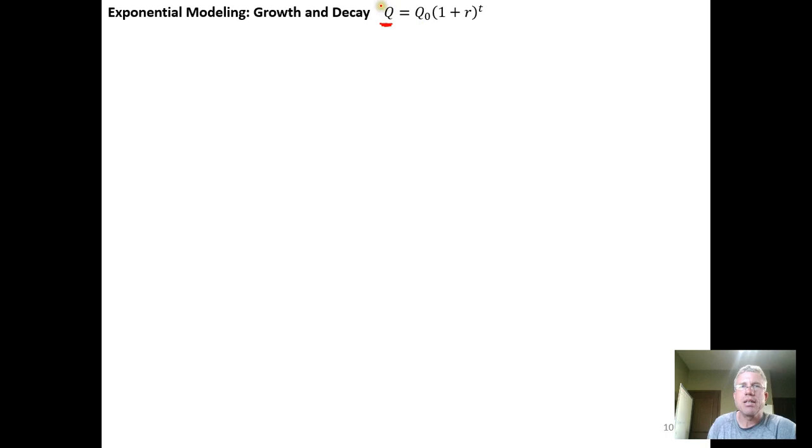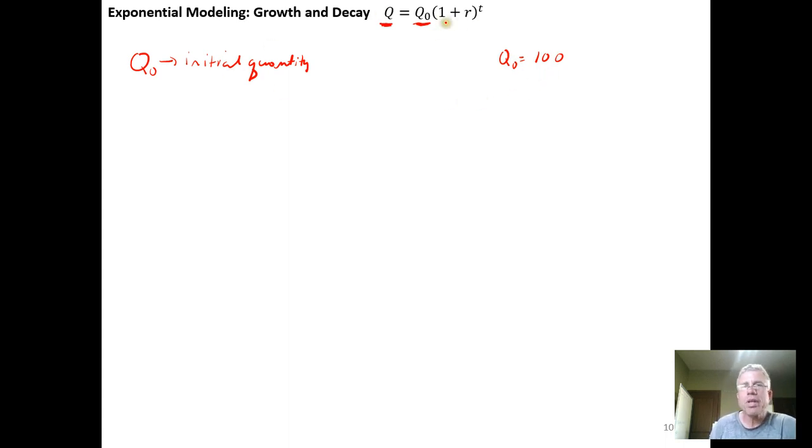So the idea is Q, the quantity that's either going to grow in size or decay in size, is going to be equal to Q naught. And Q naught represents the initial quantity that you start with. So for example, we could look at putting money into a bank. Maybe we deposit $100 into a bank and our Q naught would be the $100 that we initially deposited.